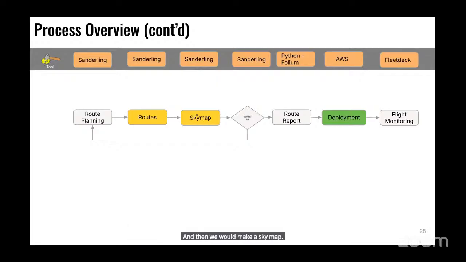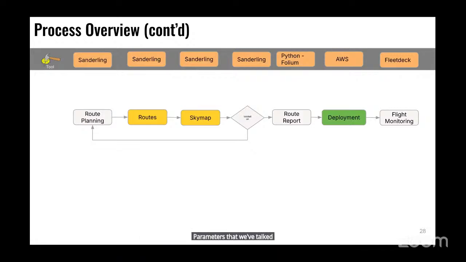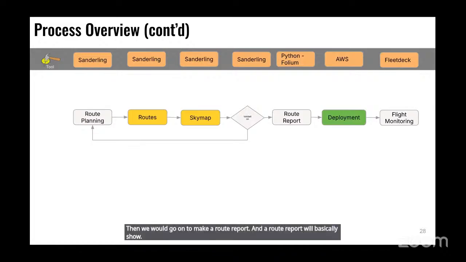And then that sky map also goes through another validation. And this validation process is essentially the same parameters that we've talked about. So collisions, geometry, intersections, ceiling, we check all of that again. And if it passes, then we would go on to make a route report. And a route report will basically show all these routes on a map.